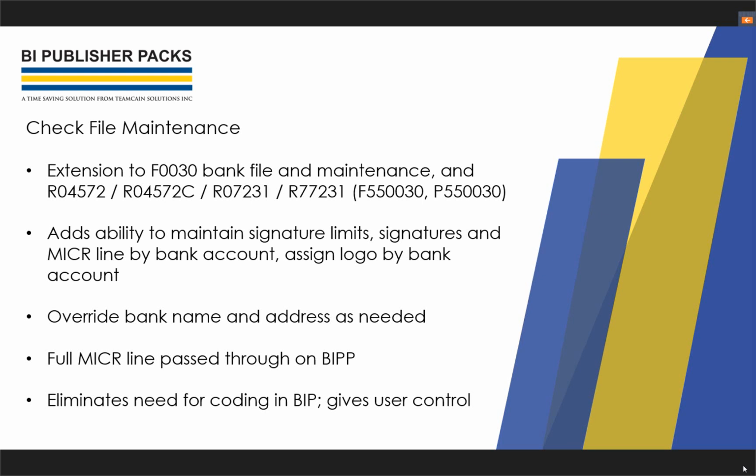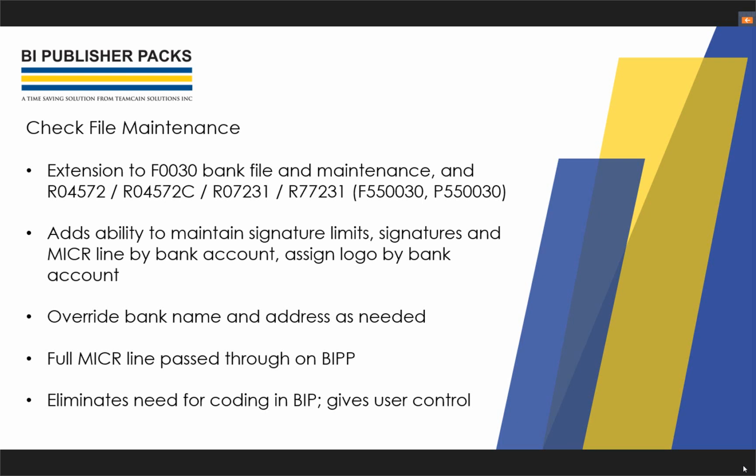So we've had 2 iterations of this, and the current iteration allows you within JD Edwards, we took the F0030 bank file and the screen program for that, the P0030, and we came up with an extension of that. This allows you to control for both payroll and accounts payable checks, and that's US and Canadian, the ability to assign and maintain within JD Edwards on a screen signature limits, signatures, the microline by the bank accounts that you have, and also assign the logo, and if need be, override the bank name and address.